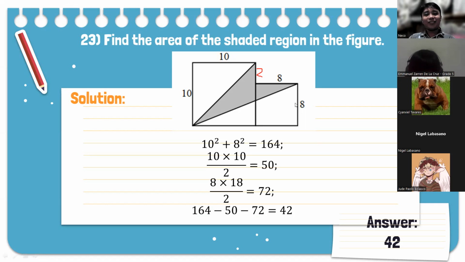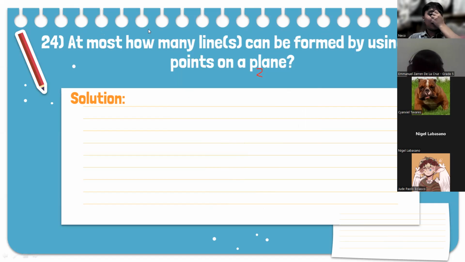It's a real speed run. 24. How many lines can be formed by using 18 points? This is 18 combination 2, right? Because it said lines. How many points do you need to form a line? You need a minimum of 2. Meaning you're doing 18 combination 2. I hope everyone knows what this means. It's easy.